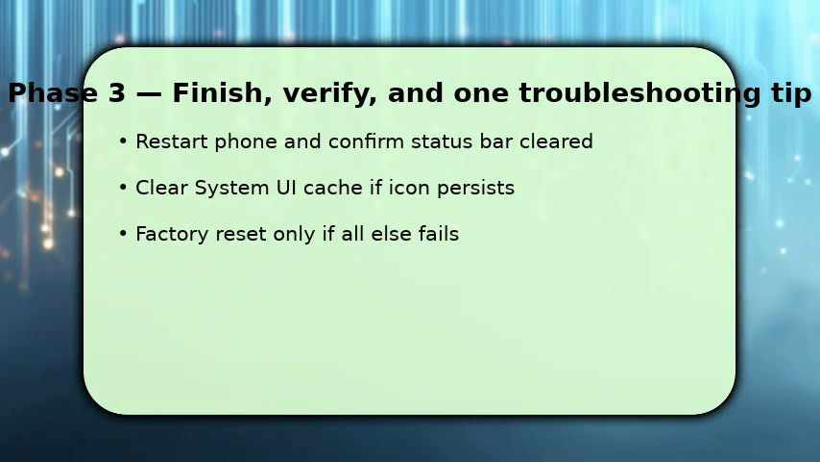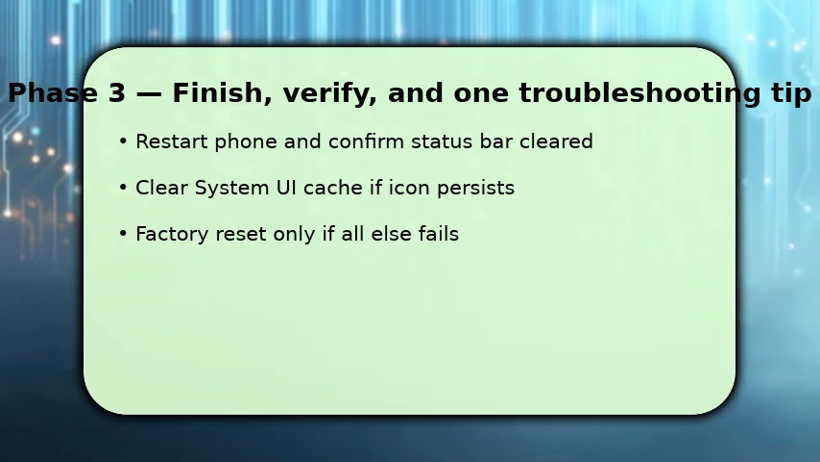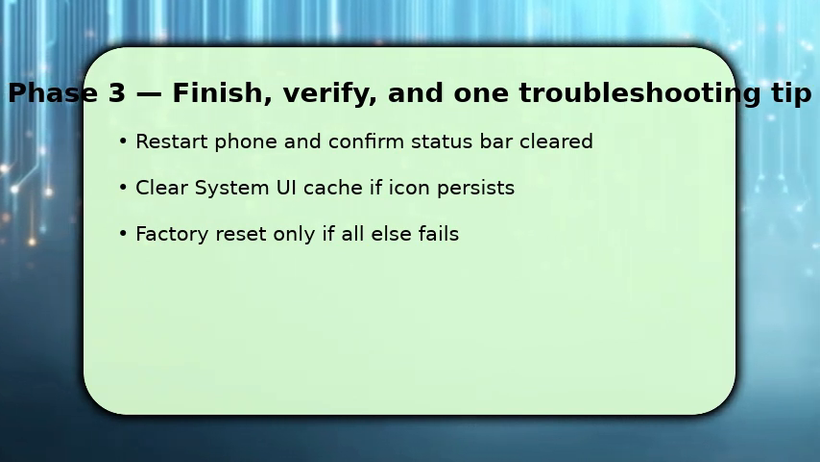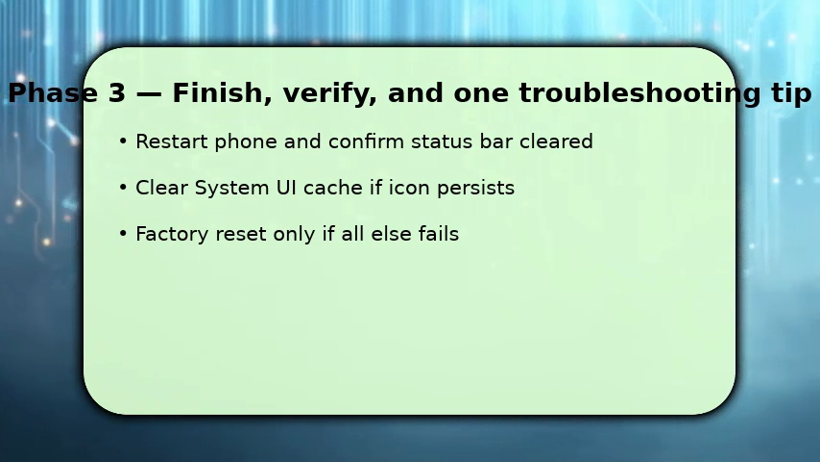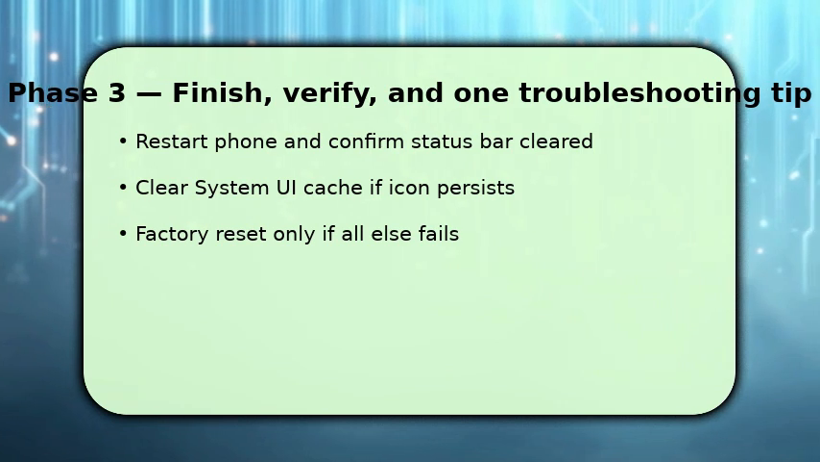Finish by rebooting to apply all changes. Check the status bar and Quick Settings for any remaining data icons. If an indicator persists, go to Apps, Show System Processes, System UI, then clear cache and data. Restart again. If you installed a carrier app, uninstall or disable its notifications.